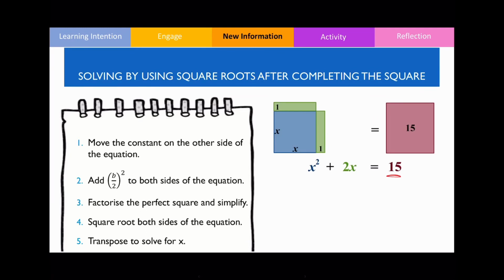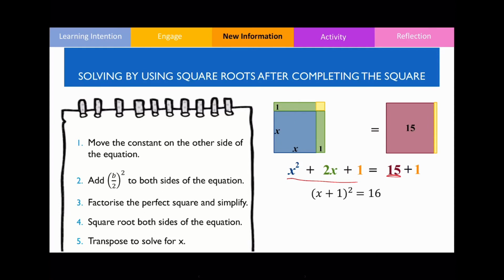And that term is always going to be b over 2 the whole squared. In this example over here, if you did that, then that would be equal to 1. So you have to add 1 to both sides of the equation. Once we've done that, then you can easily factorize the left-hand side, your perfect square trinomial, and that will be x plus 1 whole squared. And once we do up to this step, because we're trying to solve for x, we're going to square root both sides so we can isolate what x is, okay?